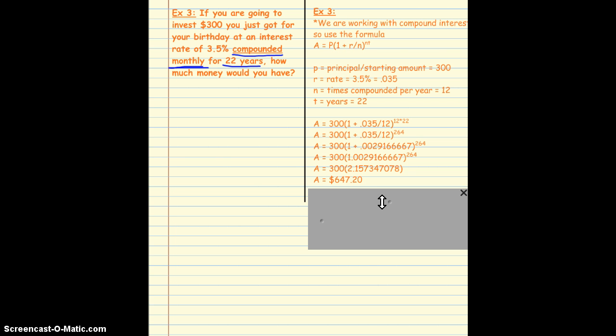$647.20. If we left $300 for 22 years, compounded monthly at 3.5%, we would have $647.20. That's a pretty good deal.